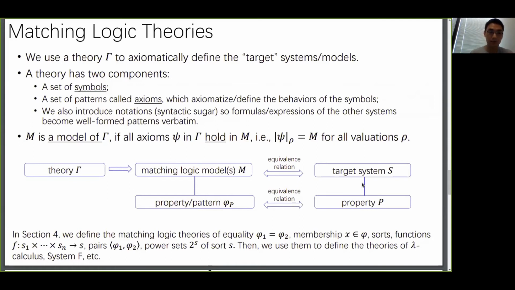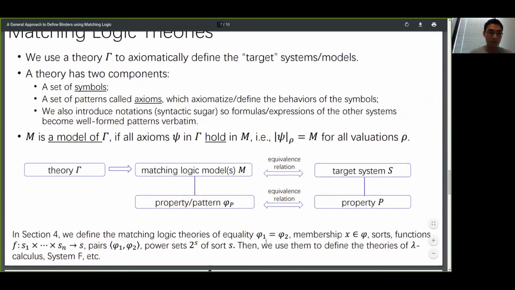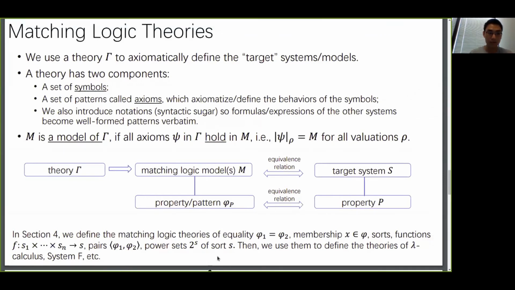In section 4 of the paper, we define the matching logic theories that capture many important mathematical concepts, such as equality, membership, the concept of sorts and many-sorted functions, pairs, and the power sort 2 to the s, whose elements are the sets of elements of sort s. Based on these infrastructure definitions, we now define binders in matching logic.